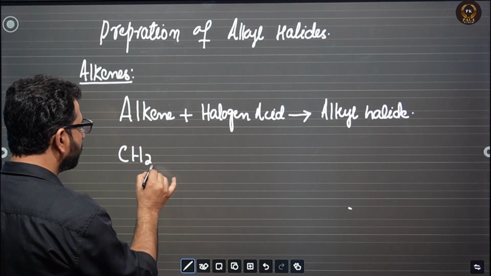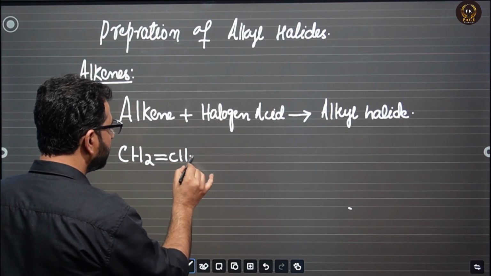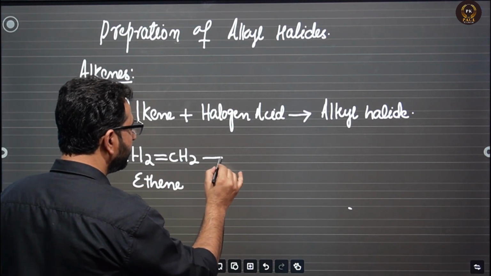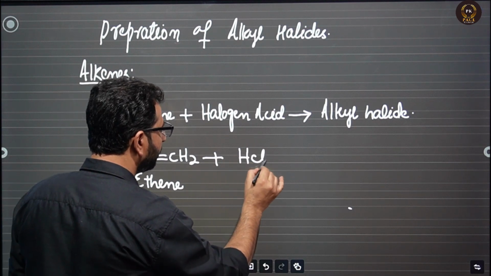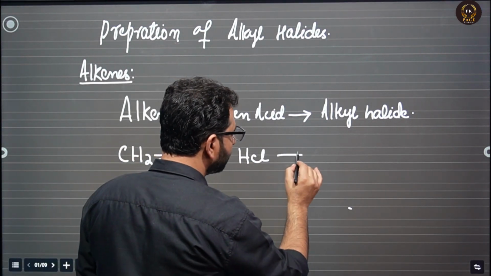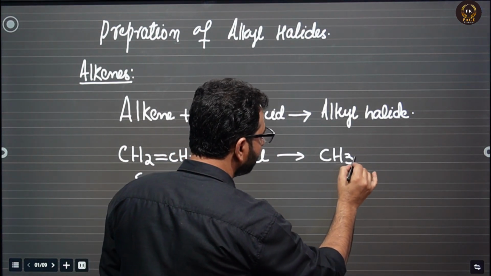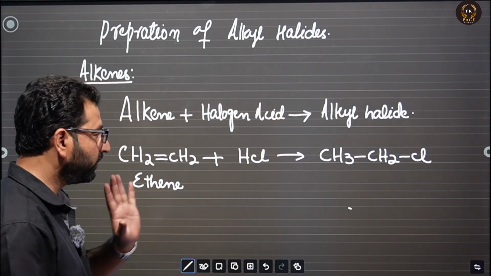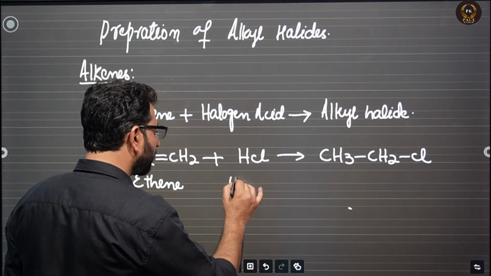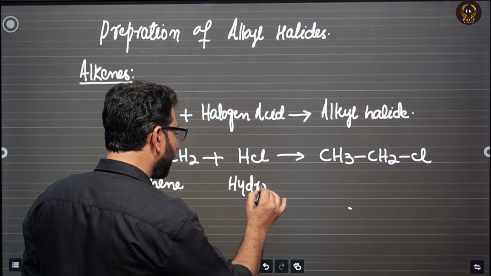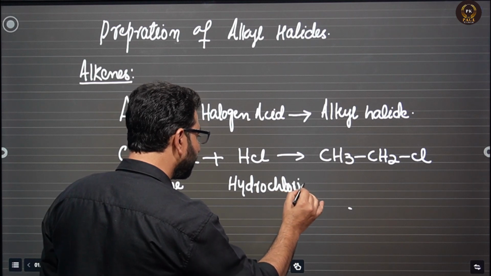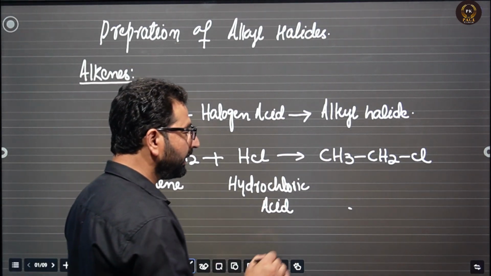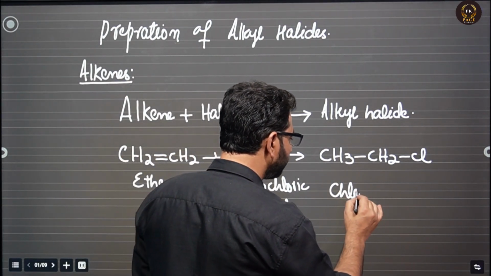We have CH2 double bond CH2. This is an alkene known as ethene. I treat it with the halogen acid HCl and it will give us CH3CH2Cl. This is an alkyl halide. Now this is ethene, this is hydrochloric acid, and we get the alkyl halide. The name of this alkyl halide is chloroethane.